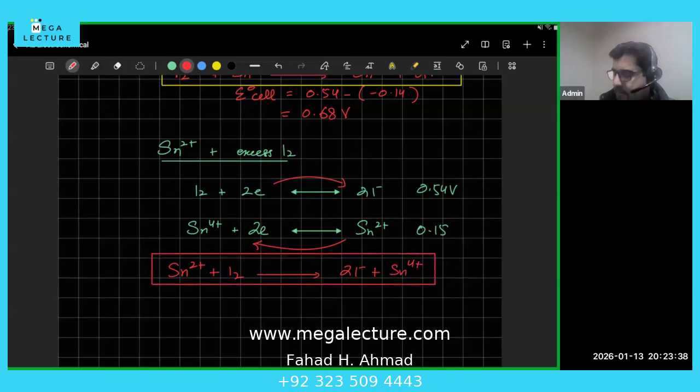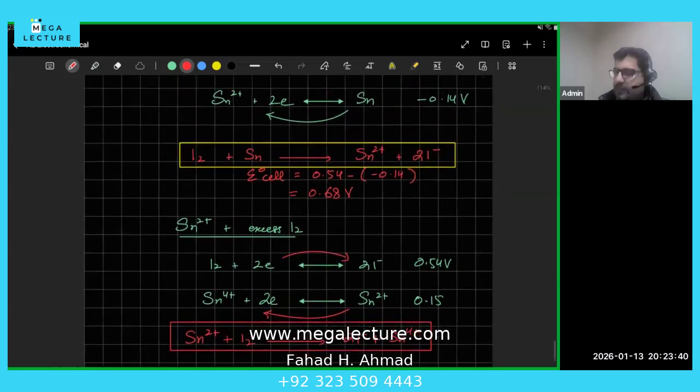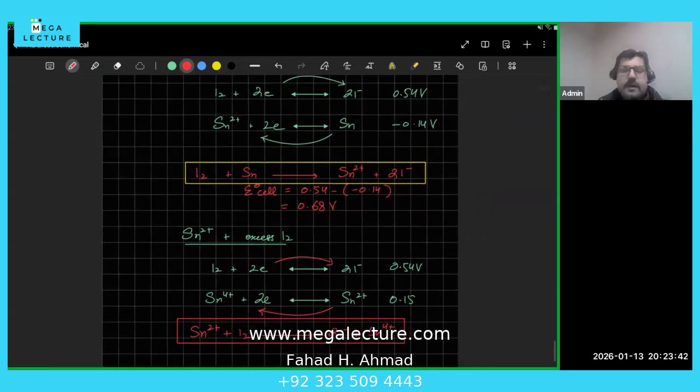Okay, so after the first reaction, what happened was that tin got oxidized to tin 2 plus. And then we try to figure out, what if this tin 2 plus further reacts with iodine? So I wrote the iodine equation again, and I wrote an equation for tin 2 plus that it can be further oxidized to tin 4 plus, and we figured out that it is happening. So there's reaction number one, and then after that there's reaction number two as well.